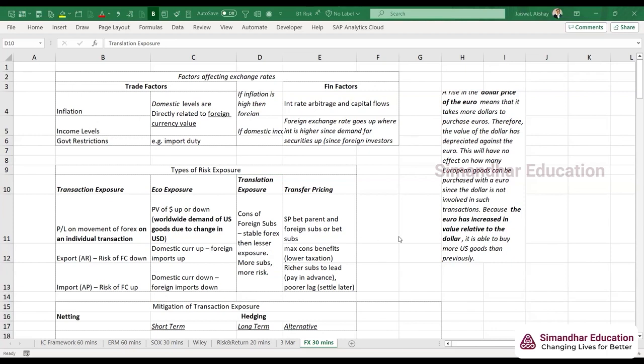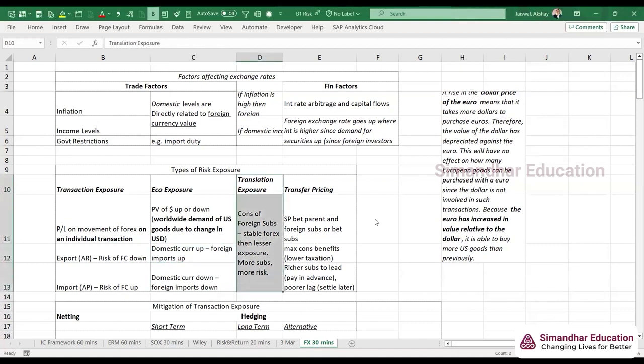Similarly, if the US dollar falls, then the opposite will happen, and the Chinese folks will buy more of US goods, right? The exports for US will go up. So the same thing is written here. If domestic currency is up, then foreign imports will be up. If domestic currency is down, foreign imports will be down.